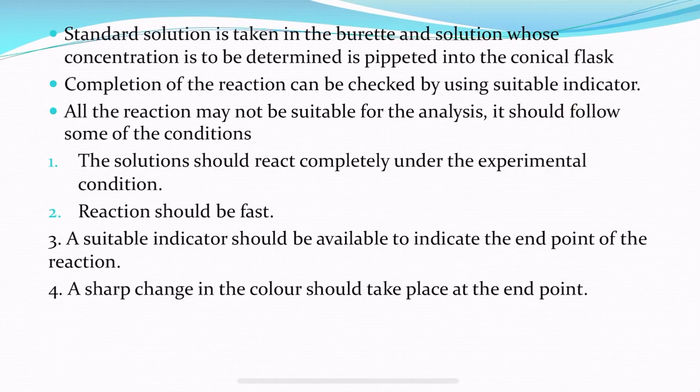Completion of the reaction can be checked by using a suitable indicator. Okay. So, for volumetric analysis, we should use an indicator. Sometimes the solutions themselves may act as indicator. Say for example, if we are using potassium dichromate or permanganate, that solution itself will act as an indicator in some cases, whereas most acid base titrations or redox titrations require an indicator to understand the end point or the equivalence point, or to check whether the reaction has been completed. So, this is checked with the help of a suitable indicator.